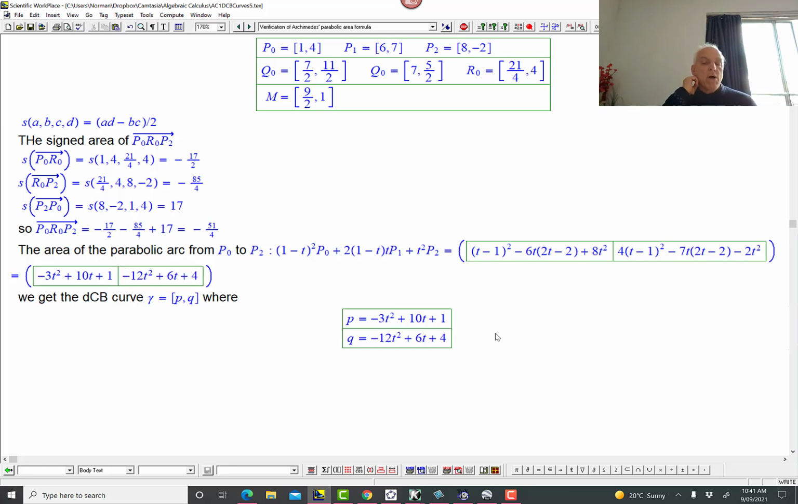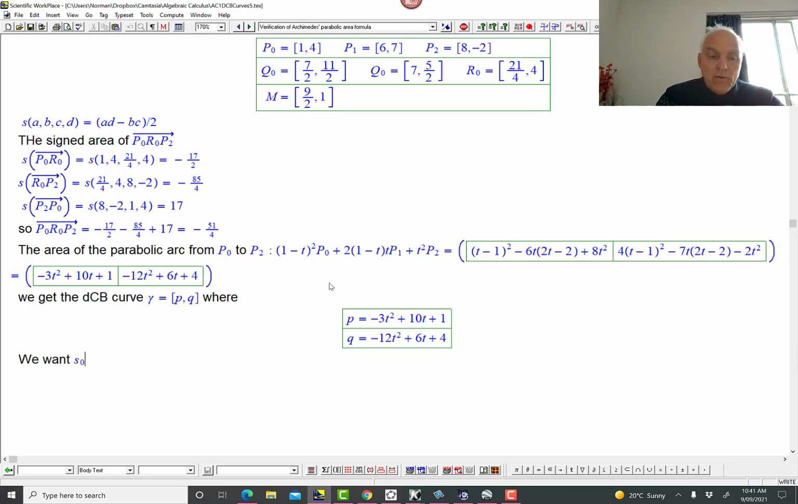Okay, what do we want? We want to find the signed area of this thing. From what parameters to what parameters? Well, we're at P0 when t is 0, and we're at P2 when t is 1. So the parameters are just going from 0 to 1. It's a nice aspect of the DCB framework. The part of the curve in question is parameterized from 0 to 1.